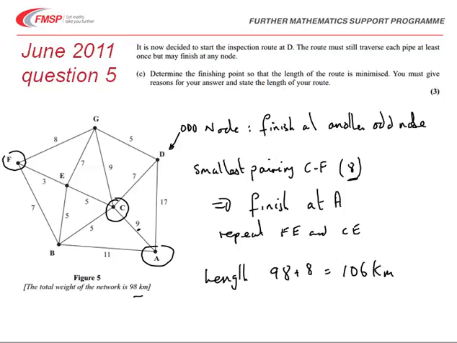The marking in this part of the question was a method mark for realizing that the odd node meant that you could pair two others together, that you're starting and finishing at odd nodes. An A mark for getting the shortest and therefore finishing at A, and finally an A mark there for the length 106.